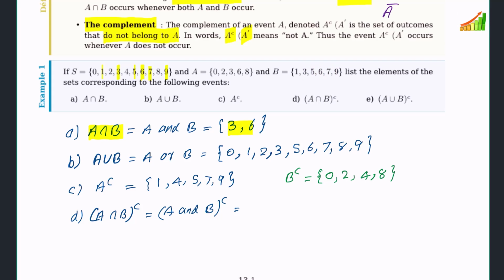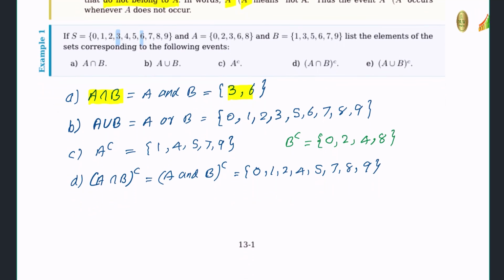Now compare A and B with S. We have 3 here and 6 here. So then we can write the rest of the elements. What are the elements? 0, 1, 2, 4, 5, 7, 8, 9. That is the complement of A and B, or A intersection B.